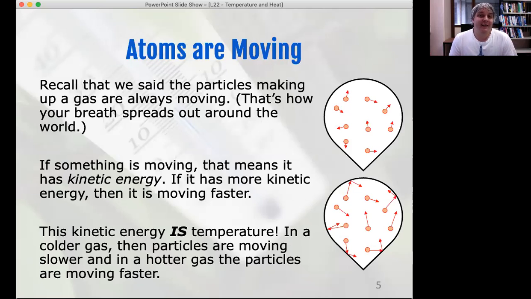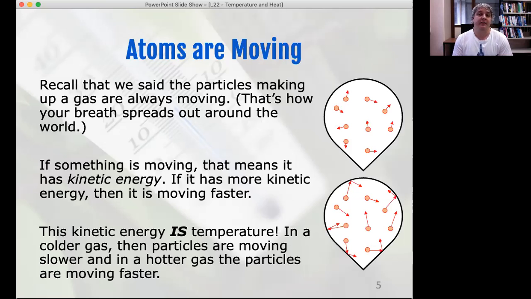That kinetic energy is temperature. That's what temperature is. Temperature is how much kinetic energy the individual atoms or molecules making up some substance have. That's all temperature is. The hotter a substance is, the higher its temperature, the more kinetic energy all its particles have, the faster they are moving.